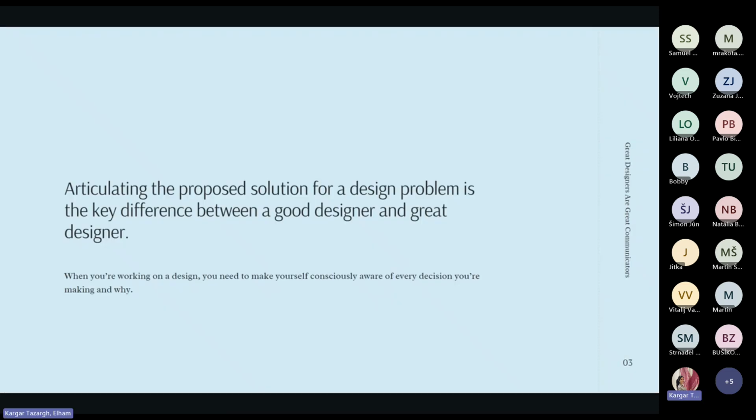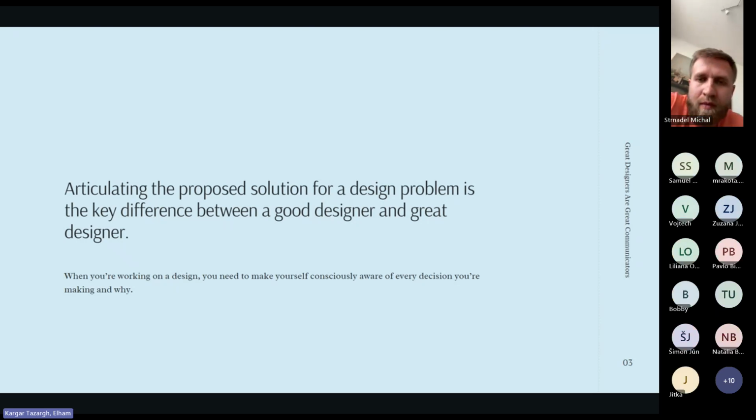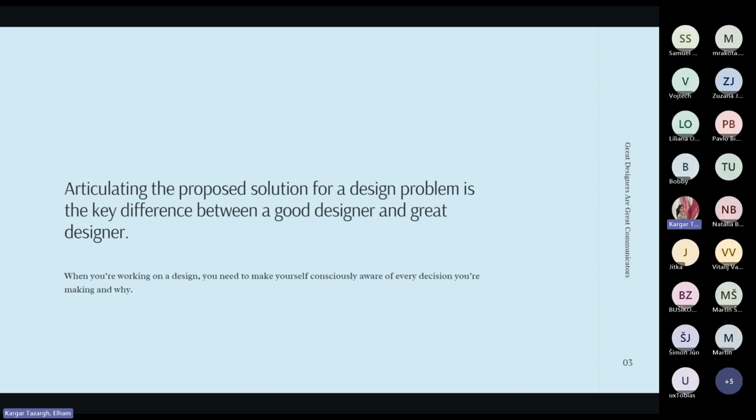As I said, great designers are great communicators as well. One of your main tasks is to articulate your proposed solutions to your design problem. This can be part of the process of documenting it. For example, whenever you are working on a design, you can write down and document your design process. You can also create some alternatives and explain why you think they don't work, and what the usage of this is. Whenever you have meetings with your stakeholders, you can refer to this information and documentation to support your idea and your thought process. And with that, you're always making yourself consciously aware of any decisions that you are making and why.